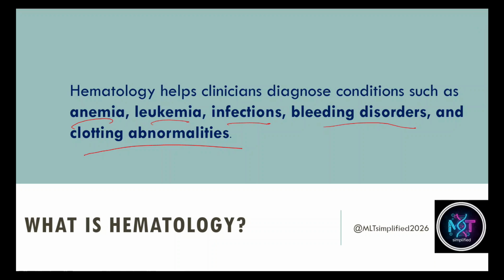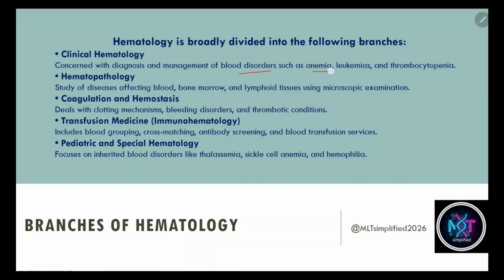Hematology helps clinicians diagnose conditions such as anemia, leukemia, infections, bleeding disorders, and clotting abnormalities. In anemia, oxygen carrying capacity decreases. In leukemia, there is uncontrolled proliferation of abnormal cells. In bleeding disorders and clotting abnormalities, like in hemophilia, even minor injuries can cause prolonged bleeding. Hematology is broadly divided into the following branches.